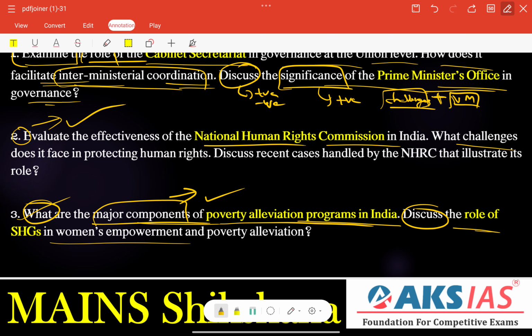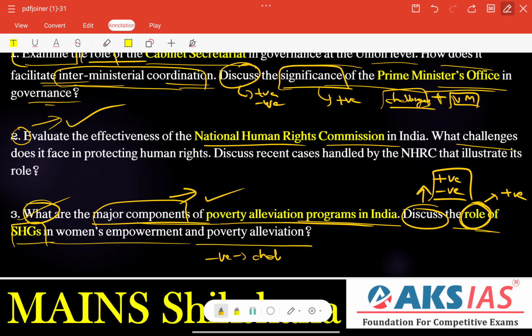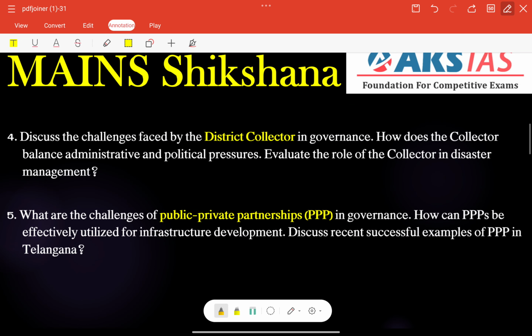Next, discuss the role of SHGs in women's empowerment and poverty alleviation, right? So here, role means, as per our discuss question tag, we need to focus on writing positives and negatives. Here the role is particularly positive, right? Next we need to include some negative points, that is challenges here, right? Plus, in the conclusion itself we can write some measures. Simple, right?